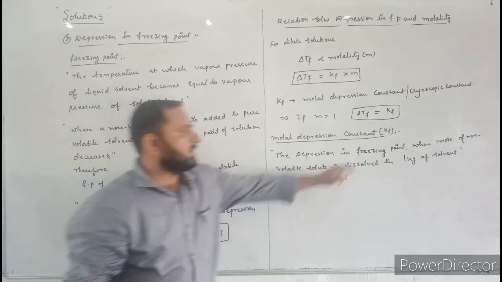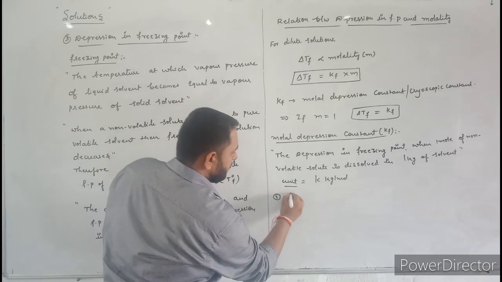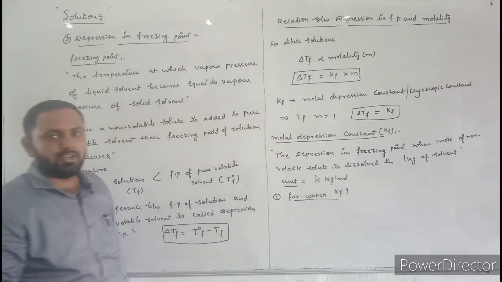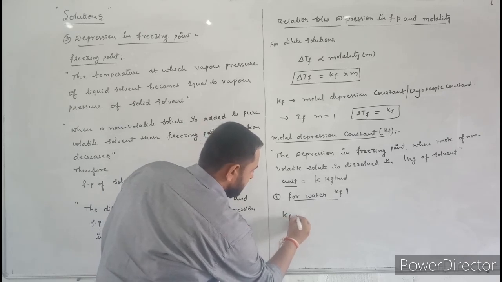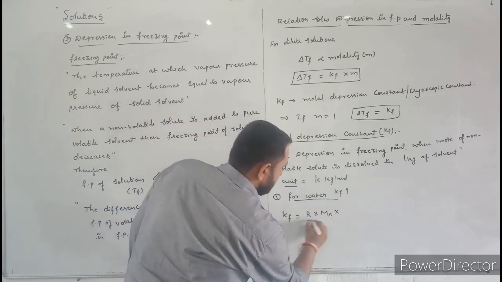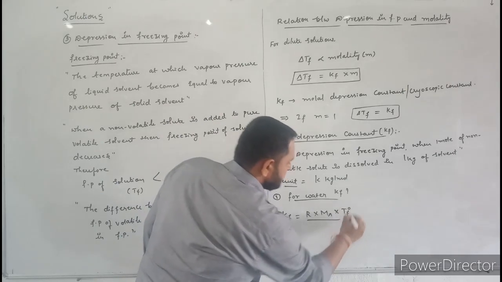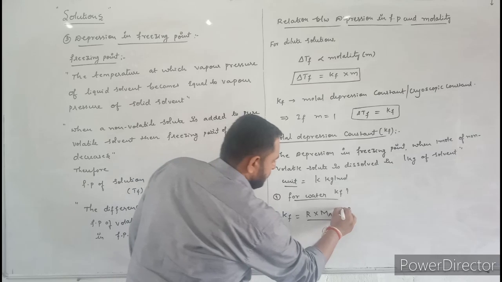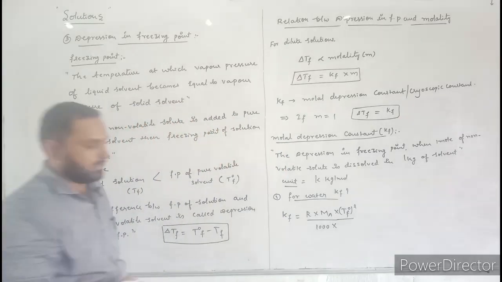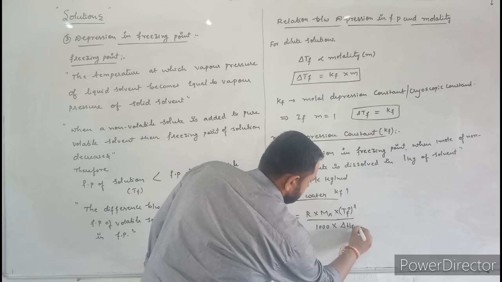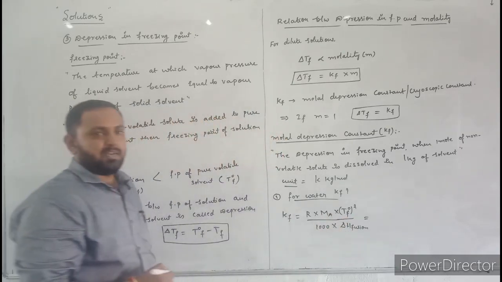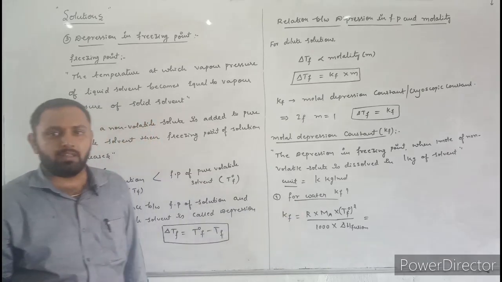Now let us calculate the Kf value for water. Here, let us write the Kf relation. Kf is equal to R into molar mass of solvent into Tf0, that means the freezing point of pure solvent, whole square, divided by 1000 into enthalpy of fusion. If you substitute the R value, MA value, Tf0 value and enthalpy of fusion, then you will get the Kf value for water.